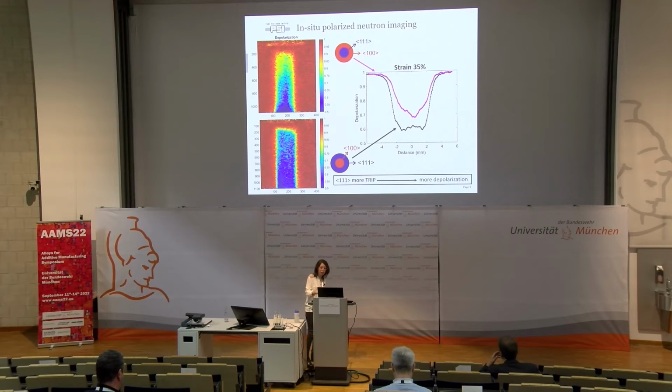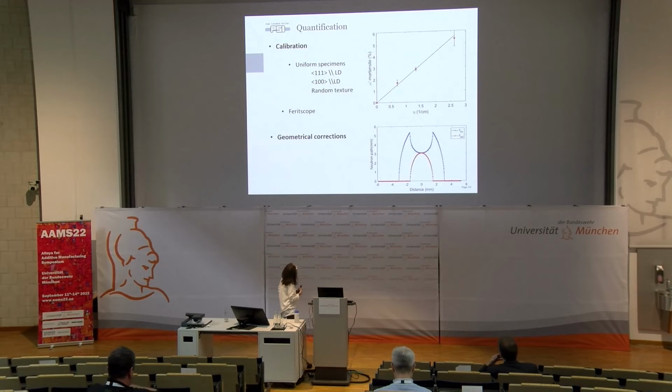But how can we quantify this, right? In order to quantify the samples, we have to take into consideration that we are using a transmission technique. So it's a convolution between shell and core, and we have to deconvolute both effects. In particular, we have to perform some geometrical correction, and also correlate this depolarization with the amount of martensite. In order to do so, we use uniform samples and also a sample with random texture, and after the measurement, we take the ferritoscope to characterize the volume fraction corresponding to the green color or the depolarization value.